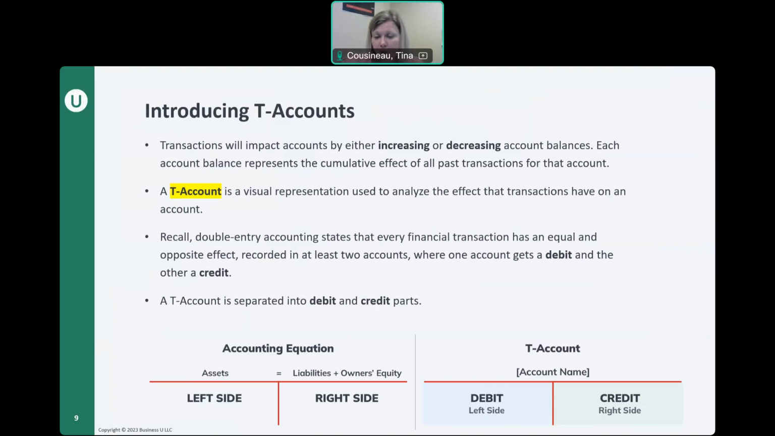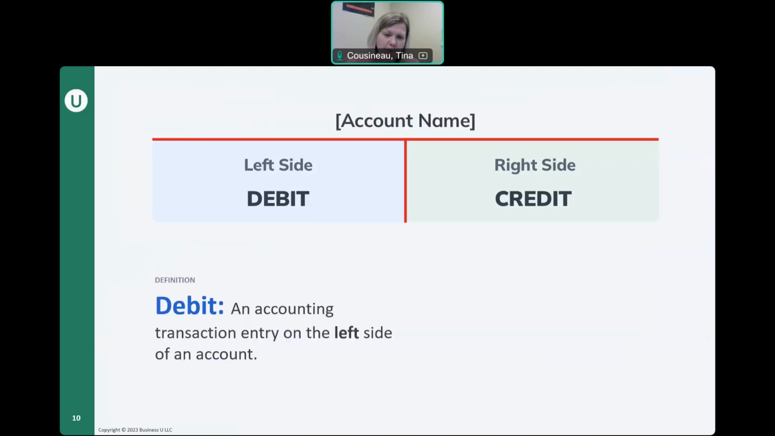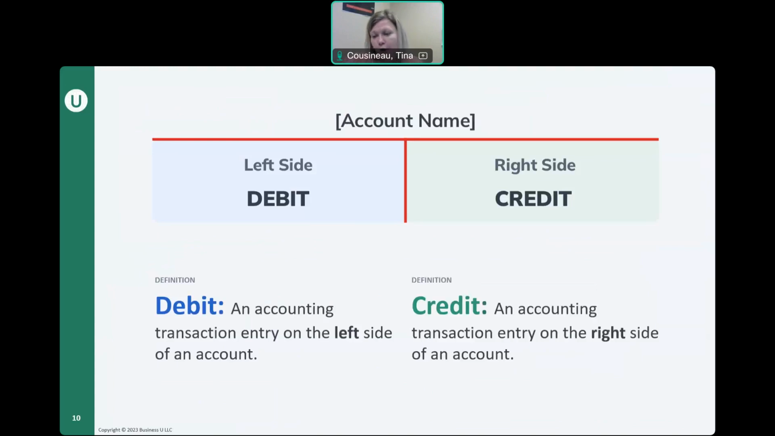A T account is separated into two separate parts, which is your debit and your credit, as shown in that visual down there. Now just a bigger visual, and we're going to keep going over this. Our debits are on the left and our credits are on the right. The debit is an accounting transaction entry on the left side of an account. The credit is an accounting transaction entry on the right side of the account.